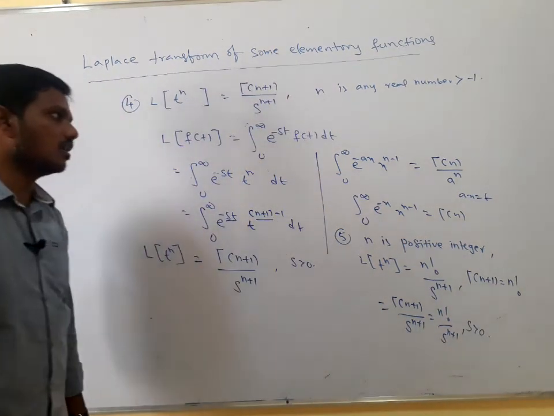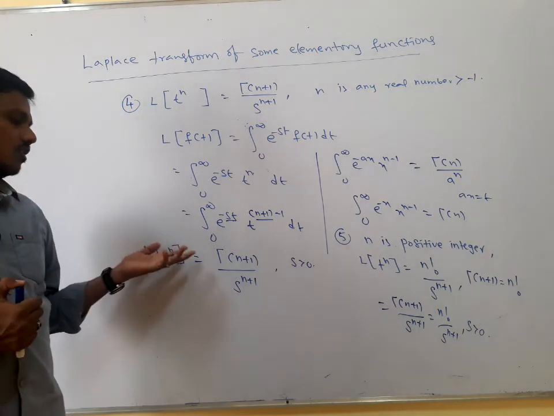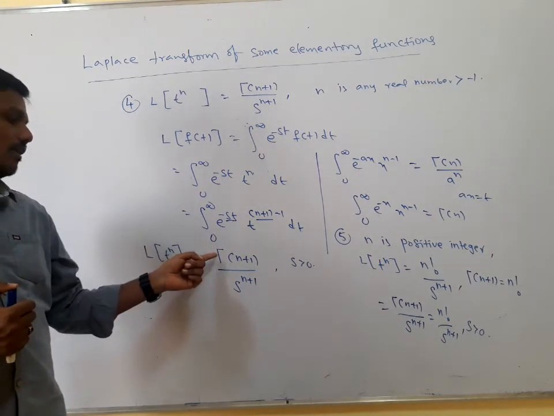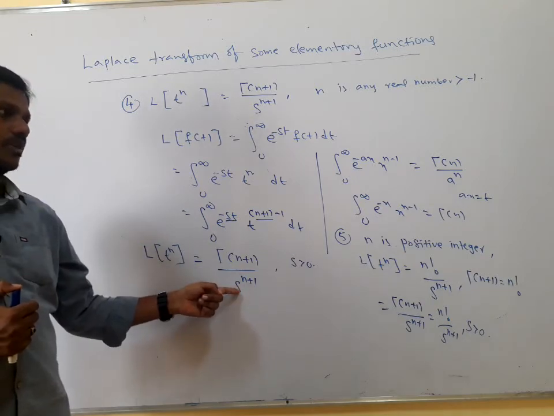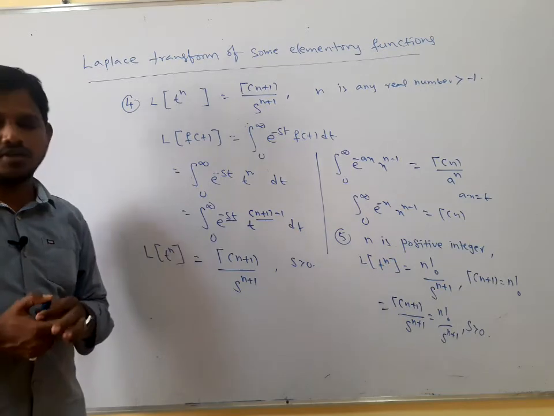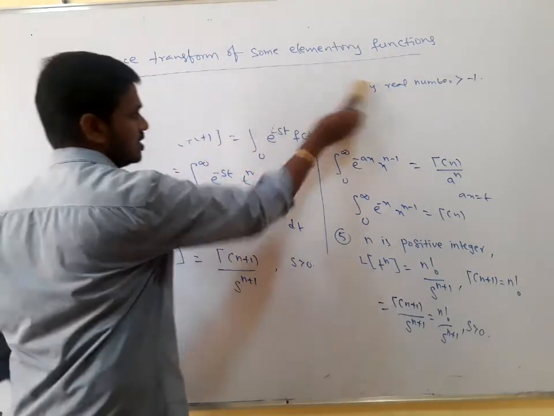Yes, remember one thing here. If n is any real number greater than minus 1, you will take the Laplace transform of t to the power of n as gamma of n plus 1 divided by s to the power of n plus 1. If n is any positive integer, you will take n factorial divided by s to the power of n plus 1. Next, this is the fifth one.